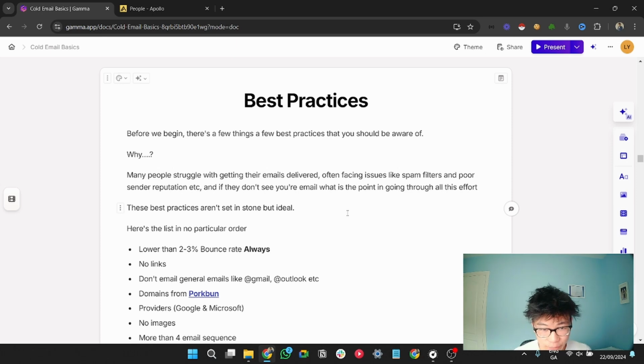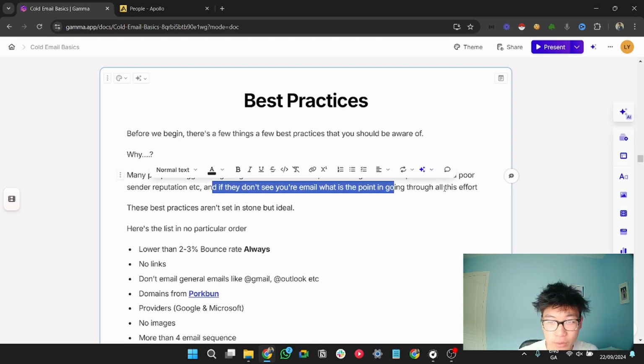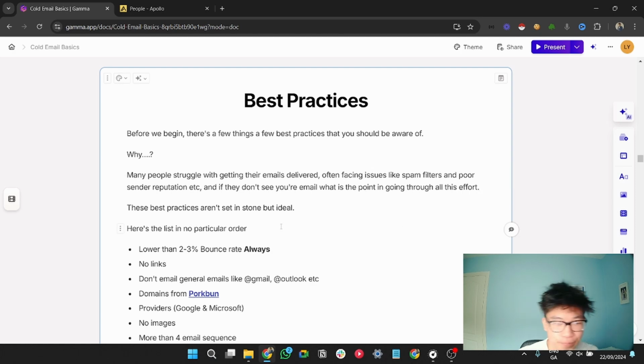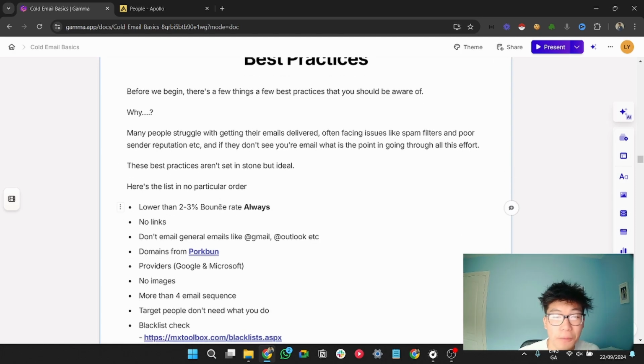Right. So best practices. Before we begin, there's a few best practices that you should be aware of. Why? Many people struggle with getting their emails delivered, often facing issues like spam filters. If you don't reach the inbox, everything else you do or have done before this or after this will be useless. Poor reputation is obviously another one. If Google assumes that you are a spammer, you're not getting in the inbox, right? And if they don't see your email, what's the point in going through all this effort? Full stop.